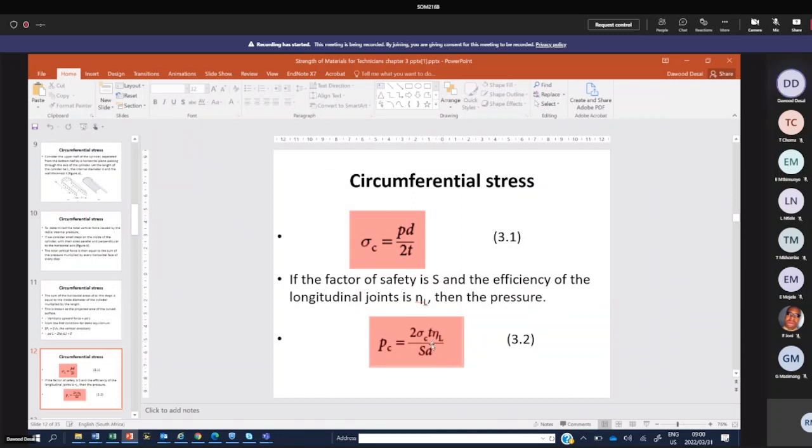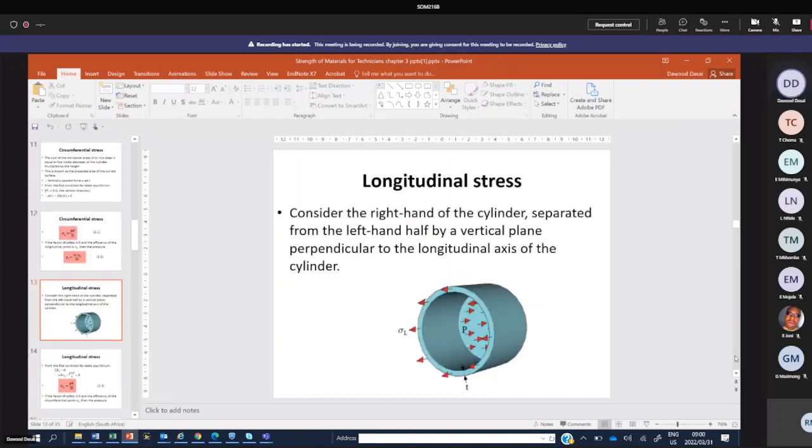So keep this in mind. For PC, the pressure in the circumferential direction, you use the longitudinal efficiency. I think this formula is in your formula sheet. Just double check, but it's very easy. There's a longitudinal stress now. We were talking about the force in the circumferential direction, which causes your vessel to rupture. The longitudinal stress now will cause the circumference to rupture. That's how that works.